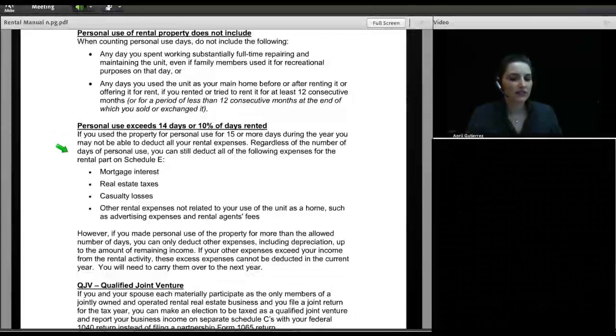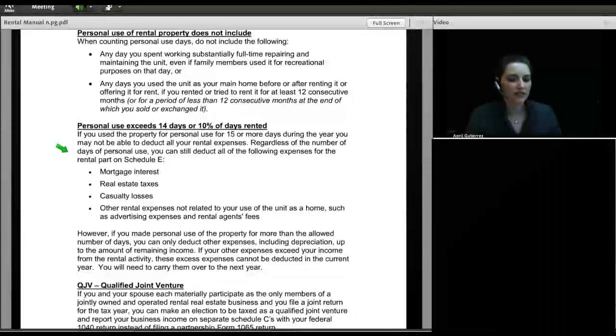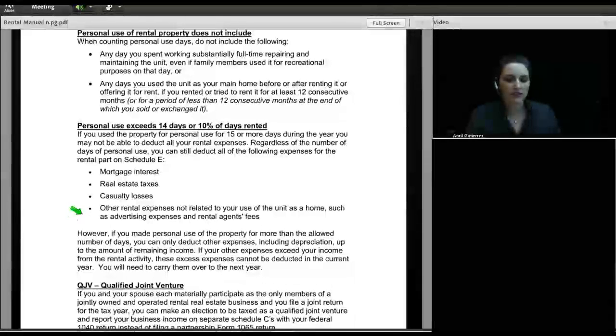Regardless of the number of days of personal use, you can still deduct all of the following expenses for the rental property on Schedule E: mortgage interest, real estate taxes, casualty losses, other rental expenses not related to use of the unit, such as advertising expenses and rental agents' fees.